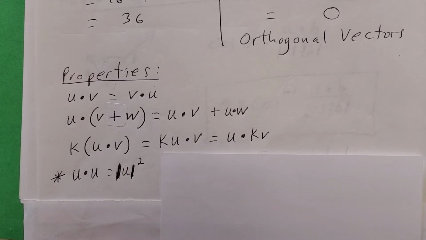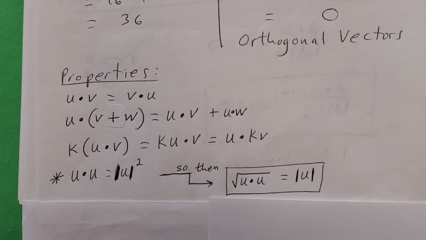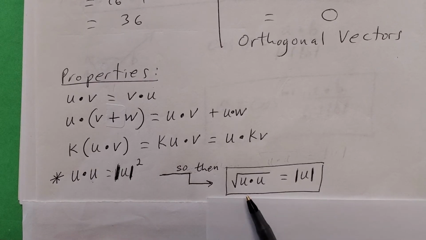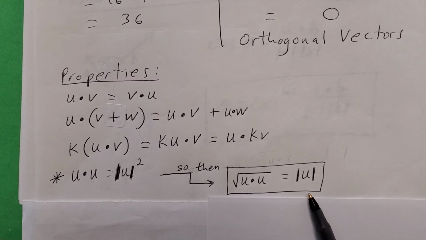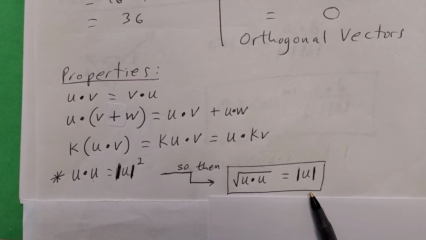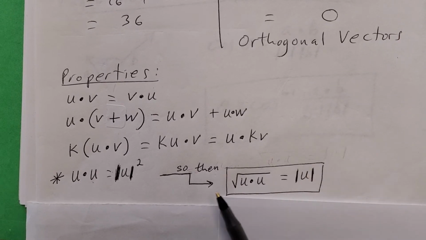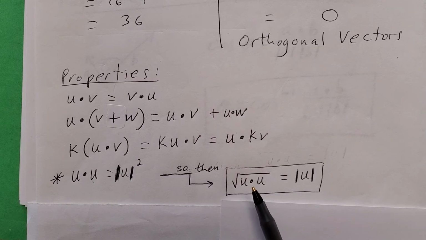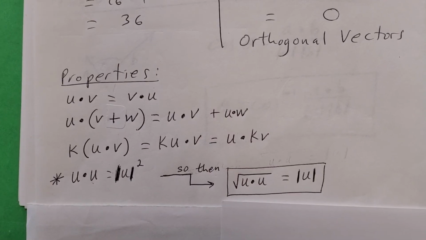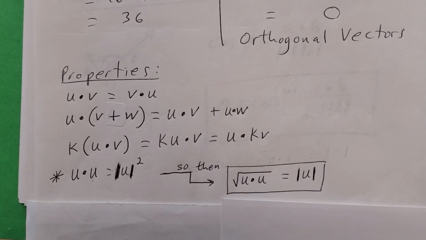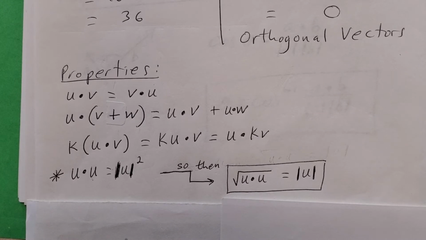So another way to look at this is, if I square root both sides, don't I get this? So if somebody asks for the magnitude of a vector, you can do the square root of the vector dot product with itself, right? I put a star here because we're going to use this in other problems.